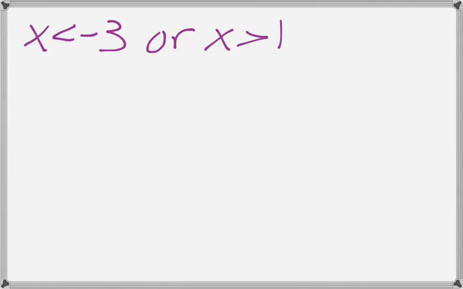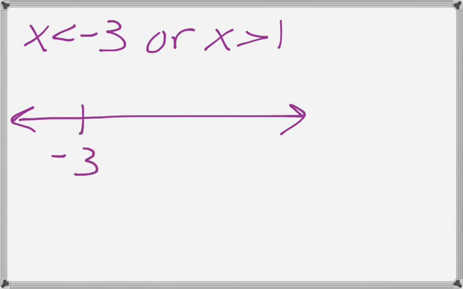And if we graph this set of solutions on the number line, then here's what it would look like. So in order for a number to be a solution, it only has to make one of the inequalities true because we're using the word or.